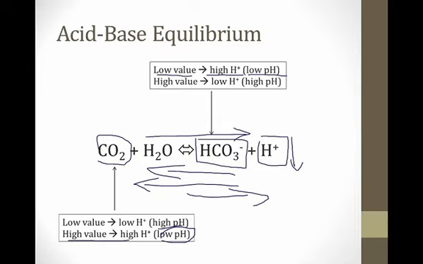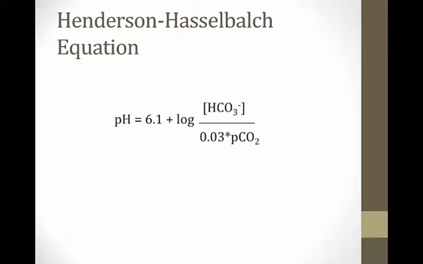This is the key to understanding all acid-base disorders: to understand the effects of high or low CO2 and high or low bicarb on this equilibrium, and therefore the effects on the H+ concentration and the pH. So this is the Henderson-Hasselbalch equation, which can be used to calculate the pH, but you're rarely asked to actually calculate the pH, and all this equation does is tell you what I just told you on the last slide.